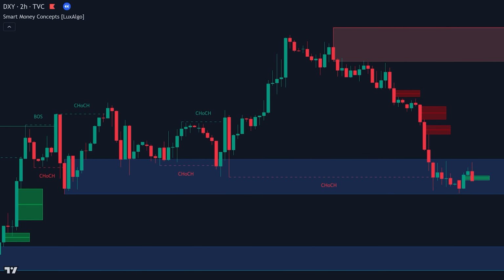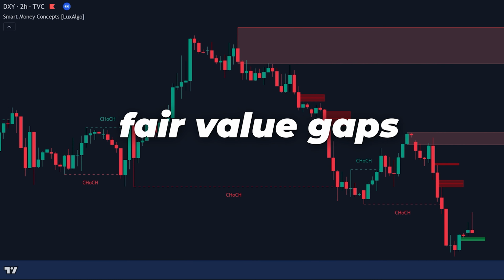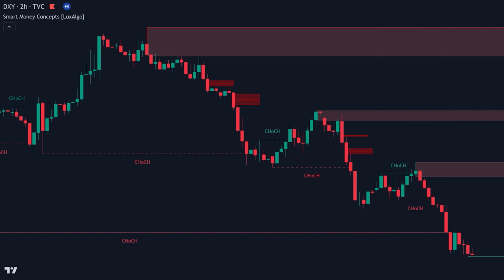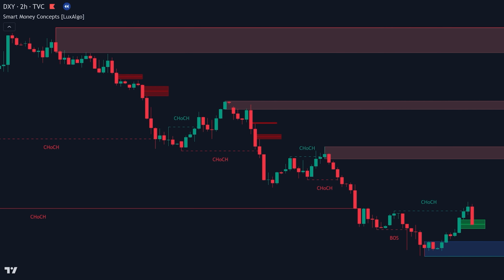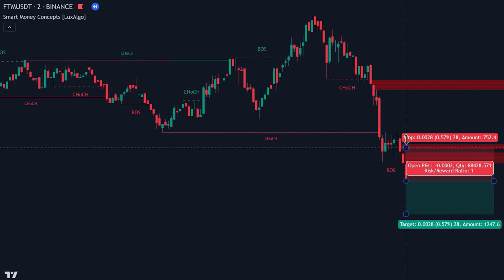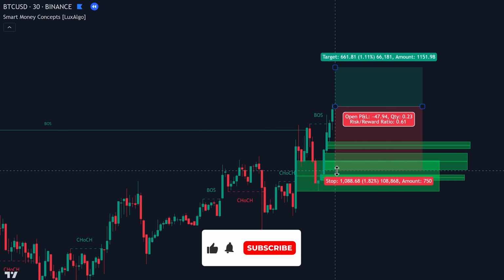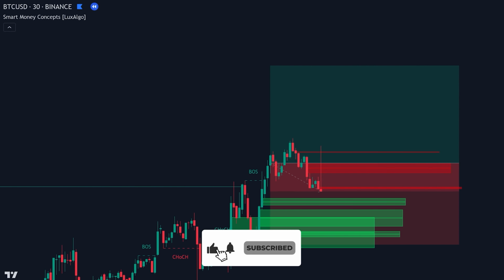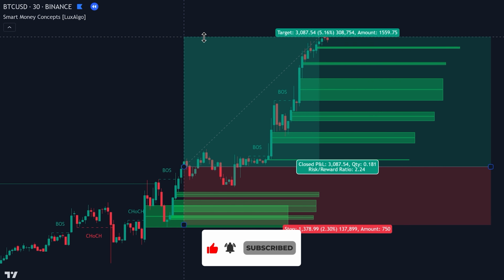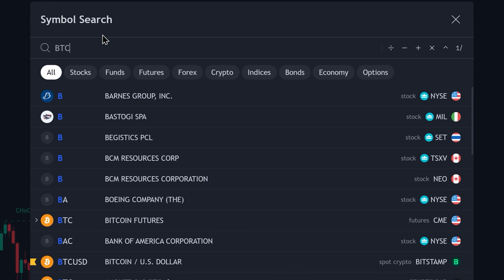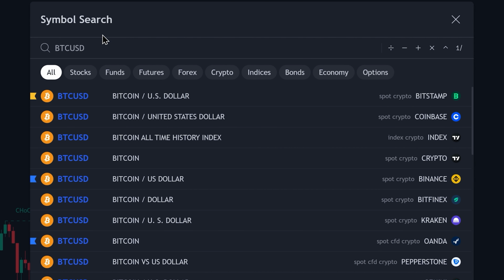It automatically spots market structures, fair value gaps, and order blocks. This makes your analysis easier, so you can focus on important trading decisions. We'll explain each feature of the Smart Money Concepts indicator, show you how to set it up, and how to use it in real trading situations. Make sure to stick around until the end of the video, as we'll also talk about how to use it in cryptocurrency trading. Let's get started on this exciting journey.